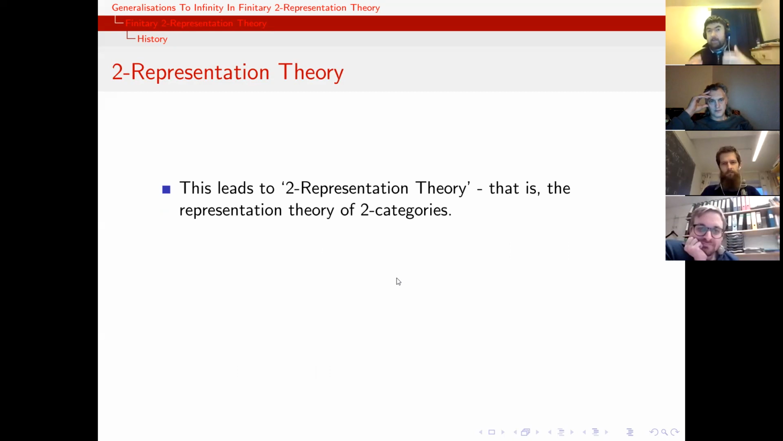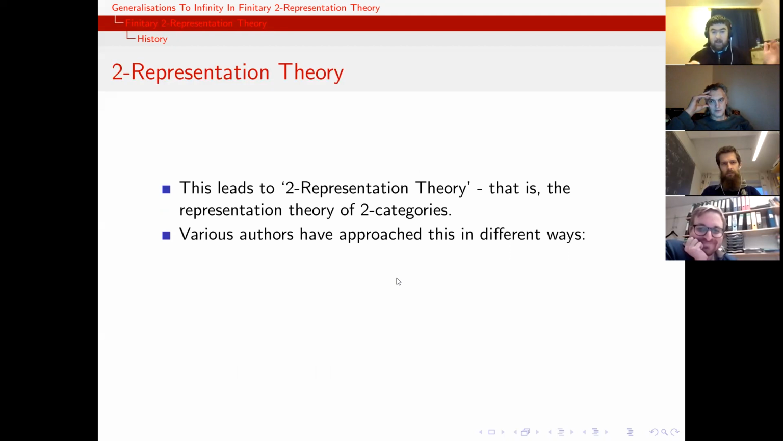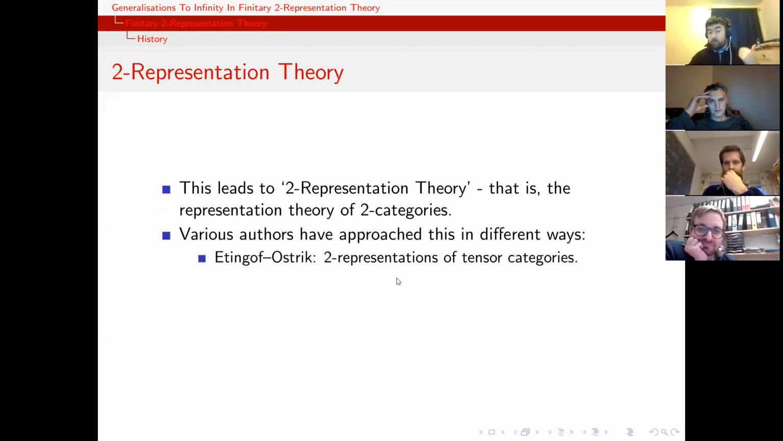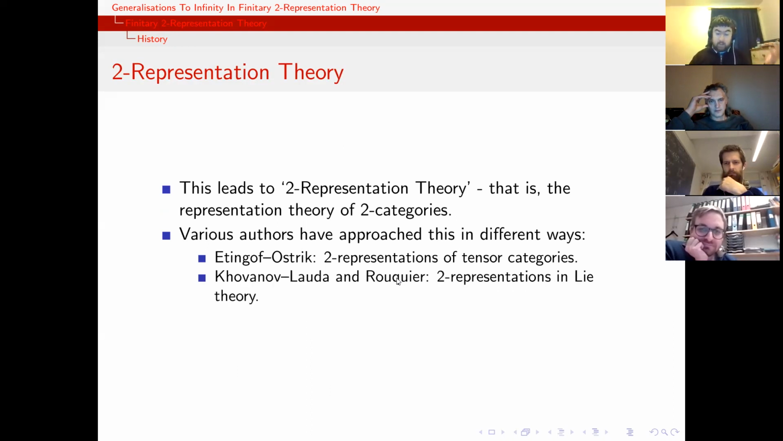So specifically, we have the representation theory of some variety of two category. That's variety in the colloquial sense I mentioned. So there are various different ways you can come at this. Various authors have done so. So for example, Etingof and Ostrik have looked at two representations of tensor categories. And then Khovanov, Lauda, and Rouquier have looked at this in the context of Lie theory.